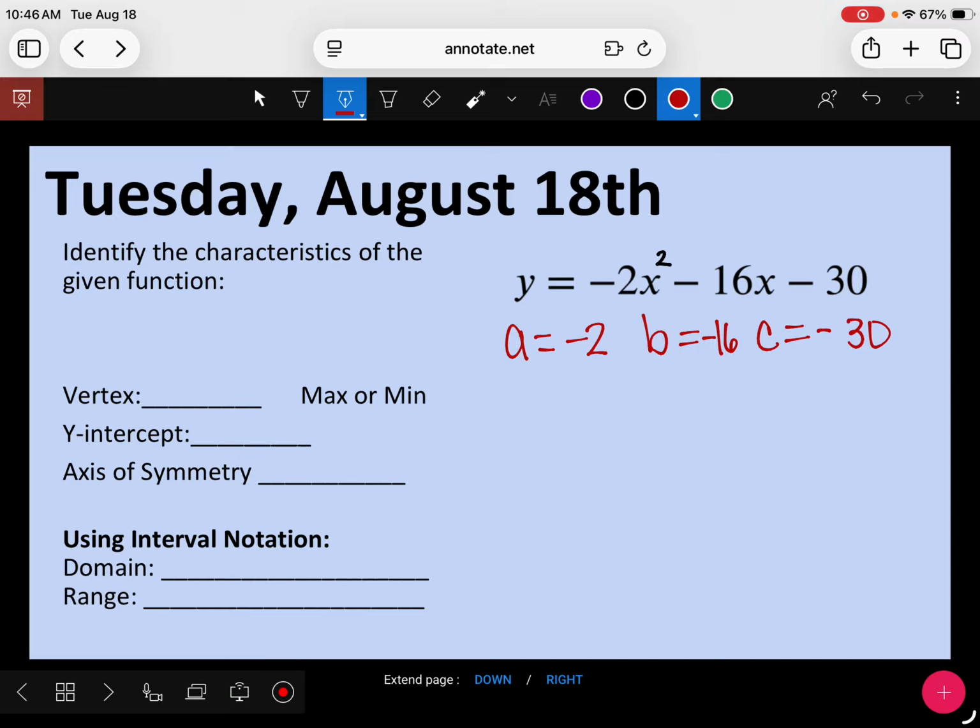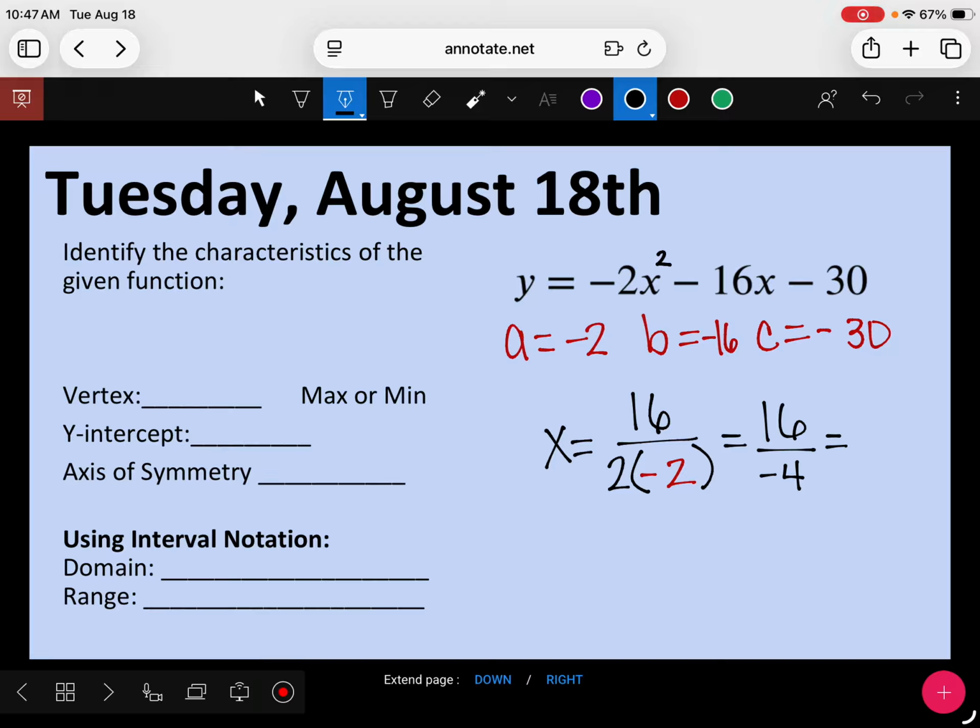Okay. So you're going to take the opposite of B. Crystal said that B was negative 16. And what's the opposite of negative 16? Positive 16. And that's divided by 2 parentheses A. So that'll be 16 divided by negative 4. Go ahead and type that in your calculators if you need to.